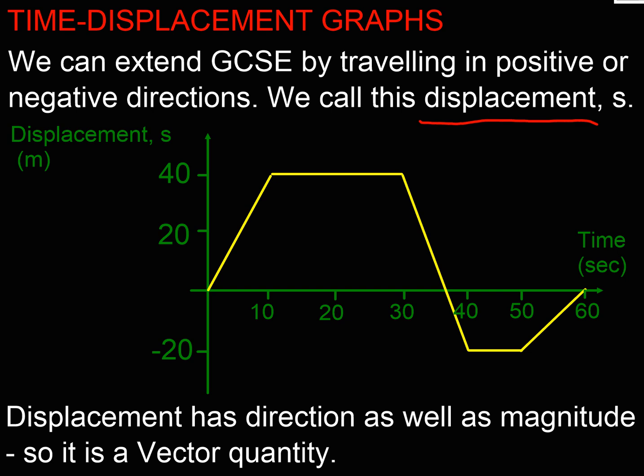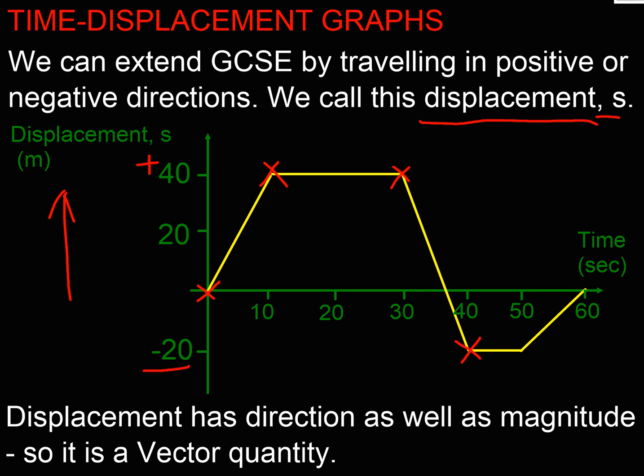So what's displacement? Well, displacement's like distance in our old diagrams, but we want to be very clear that it's a vector quantity. So in this case we started at the origin, we've traveled plus 40 meters in 10 seconds, then we've been stopped for 20 seconds, then we've traveled 60 meters in the opposite direction. So displacement has clear direction. At this point we're at plus 40 and down here we're at minus 20.